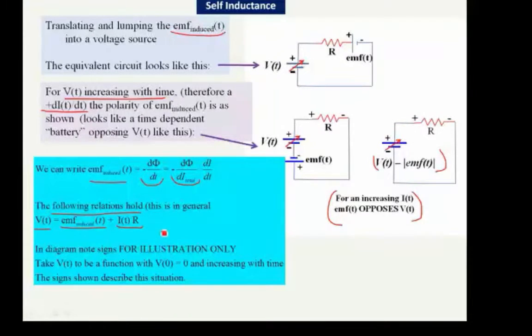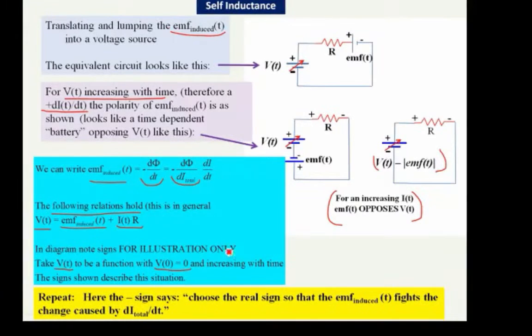The signs that I show here are for illustration only, because it'll depend on the actual time dependence of the voltage. But what I show here is for the increasing V. Suppose we have a potential which is a function such that at zero time V is equal to 0 and it's increasing with time. That gives us the signs that we show here. So I've said this about 100 times now. The minus sign says choose the real sign so that this EMF fights the change caused by di/dt. I think you're getting it by now.